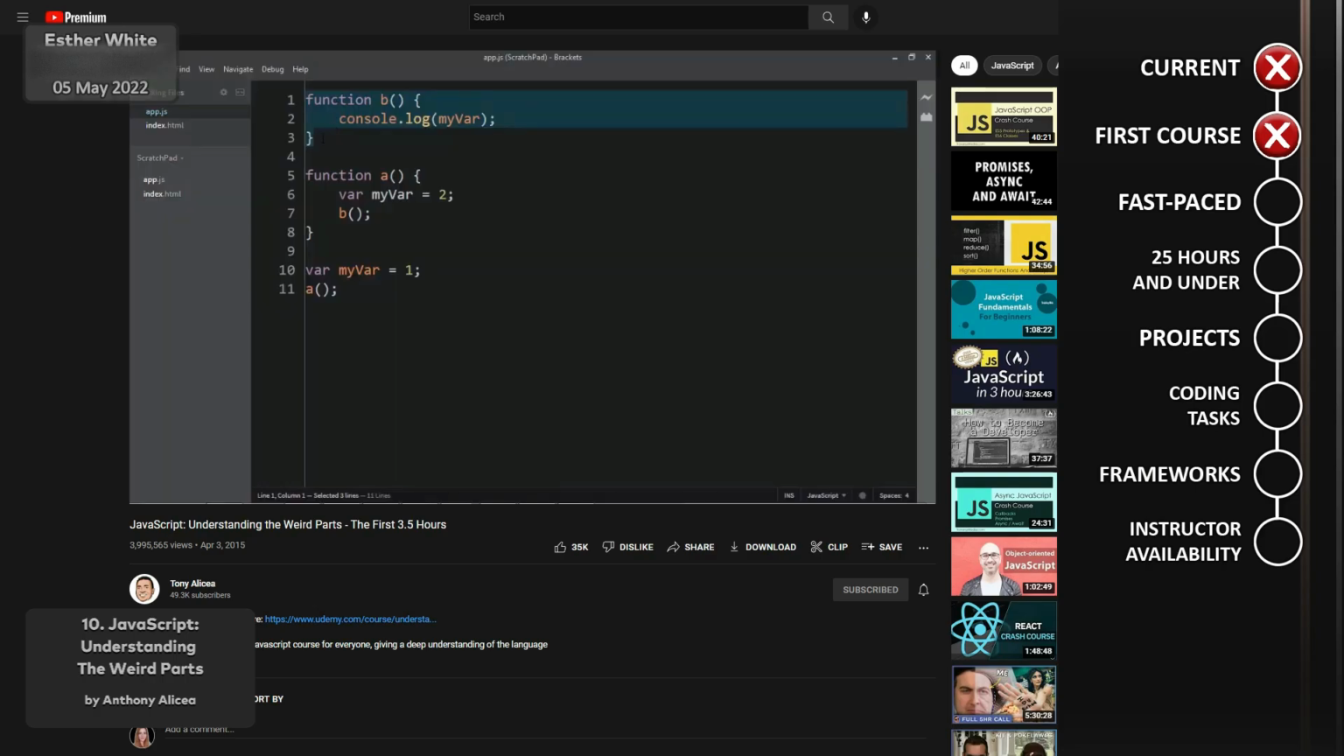Well, it's lexically sitting in the global environment. Remember that this is where it sits. It's actually attached to the global object.